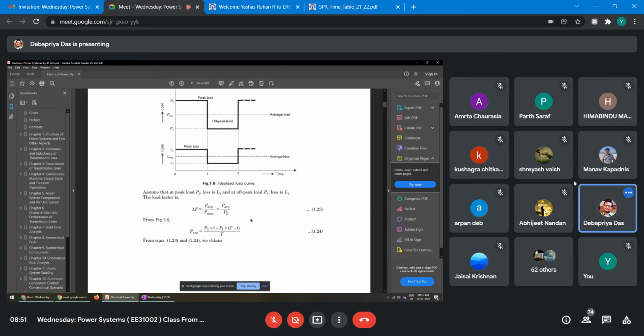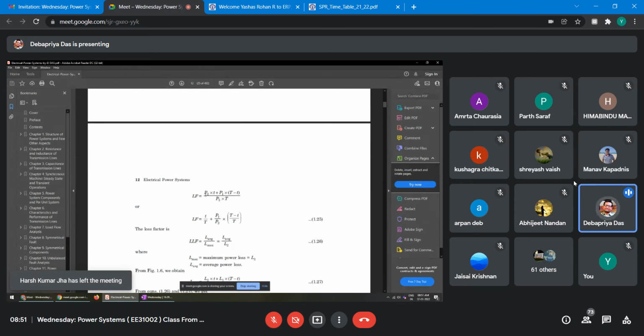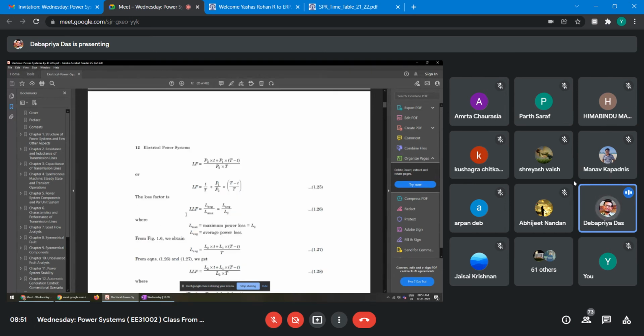It doesn't matter. So then the P average is the value you got, and that is your load factor. If you substitute the P average, the load factor will be P2 into t plus P1 into capital T minus t, divided by P2 into T. Now if you divide each term by P2 into T, the load factor will be t upon T, because P2 will cancel, plus P1 upon P2 into capital T minus t upon capital T. Similarly, the loss factor also follows the same way.